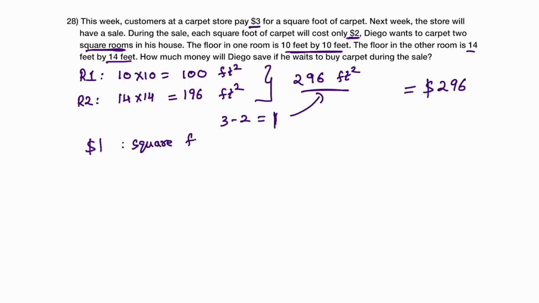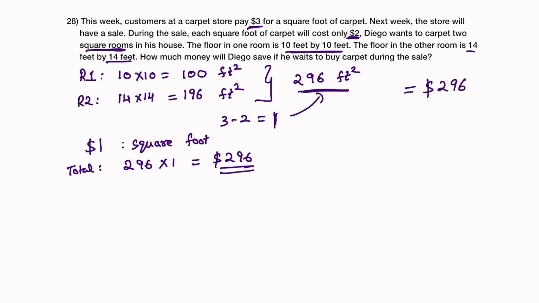Okay, let me write the steps for you. So his total savings will be how much? 296, because that's the area times 1. So that's $296 is what he is going to save. It's that simple, right? There was nothing much to do. It was just finding the total area and multiplying with the difference of this.